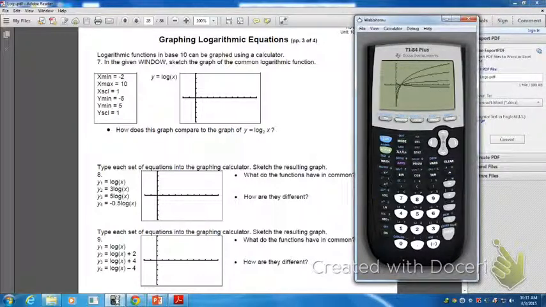So our 3 times log x, that was a stretch, but then our 5 times log x stretched it even further, right? So what are the 3, the 5, and the 0.5? What is that doing? That's your A, right? And the negative is that reflection, which we would also consider the A.